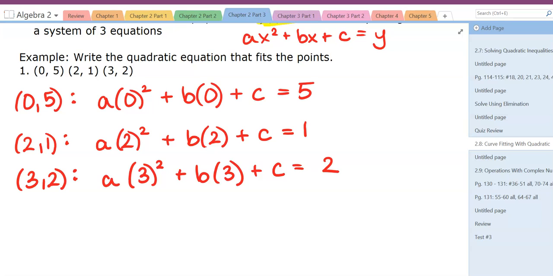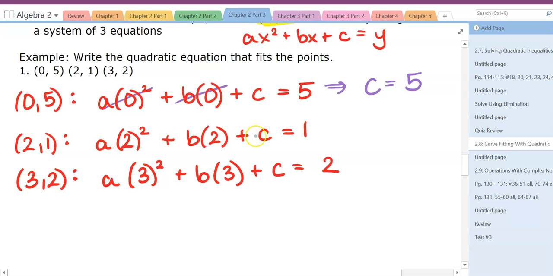So what I do next is I simplify up here what I can. So for this first one, a times 0 squared, anything times 0 is 0, so that's gone, and b times 0 is gone as well. I'm left with c equals 5. The good thing there is that c has been solved for us. So it's always nice when you have a 0 as one of your x's because it's going to give you c right away. So we've already solved for one of our letters. Now we just have to solve for a and for b.